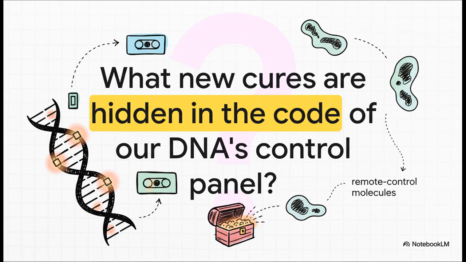So here's the bottom line. We've moved way beyond the blueprint. We're now exploring this vast, dynamic control panel that operates our DNA. It turns out many diseases aren't caused by a broken gene, but by a broken switch. And as we learn to read and maybe even rewrite the logic of this system, the question becomes, what new therapies, what new cures are waiting to be found, not in the 1.5% that makes proteins, but in that other 98.5% that's been running the show all along?